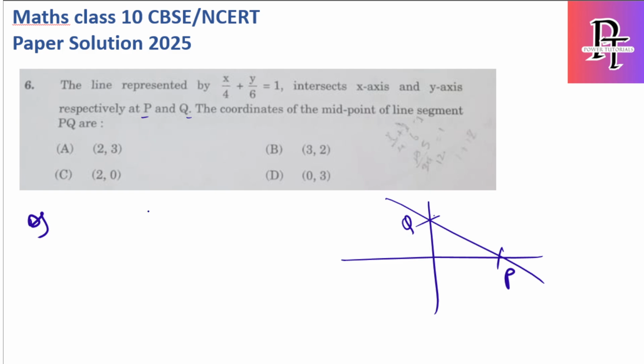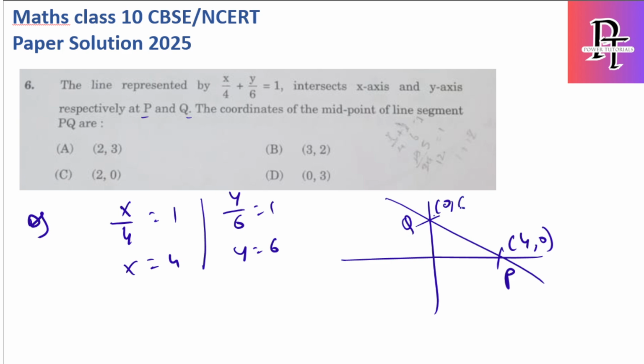So let's find P. P is where the line intersects the x-axis. So y is 0 here. So just substitute y as 0. I'll get x by 4 is equal to 1. X is equal to 4. So P point is 4, 0. What about the other? X as 0, I'll get y by 6 is equal to 1. So y is equal to 6. So this becomes 0, 6. Okay, I can say this is a tough question, but compared to other questions, a little tricky. So midpoint of these two is 0 plus 4 by 2, 6 plus 0 by 2, which is 2, 3.